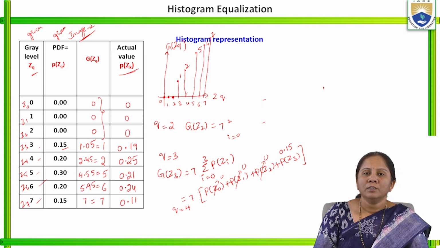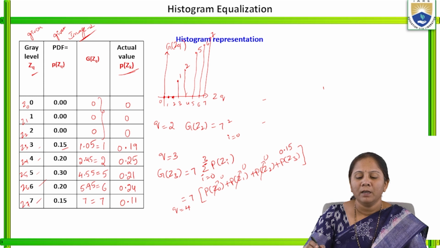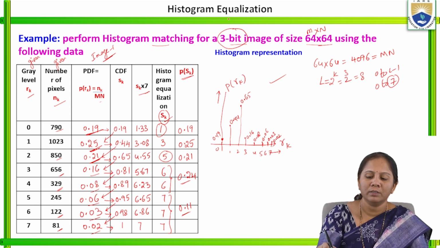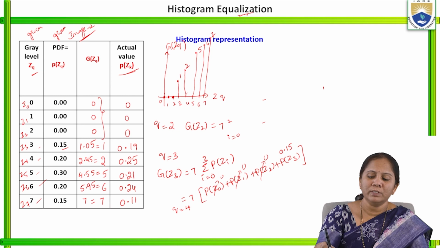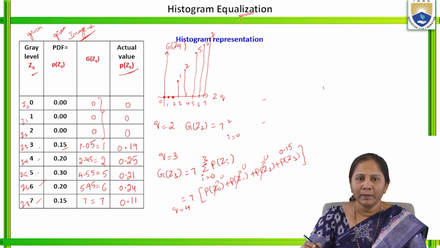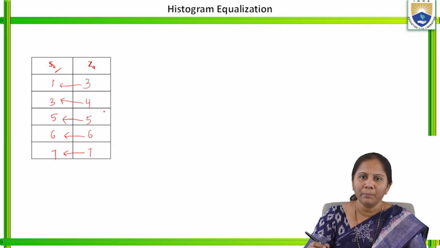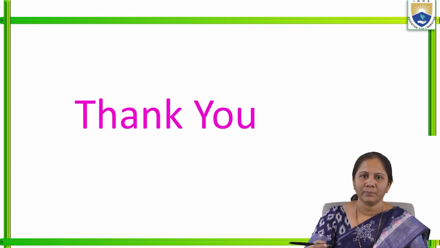Now, this is how we have to perform histogram matching. So in order to perform histogram matching, first we have to do histogram equalization for both the images individually. So by performing this inverse transform, we need to make histogram equalization. So this is what that entire procedure of histogram matching says.